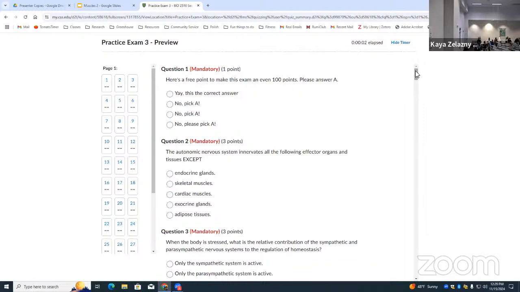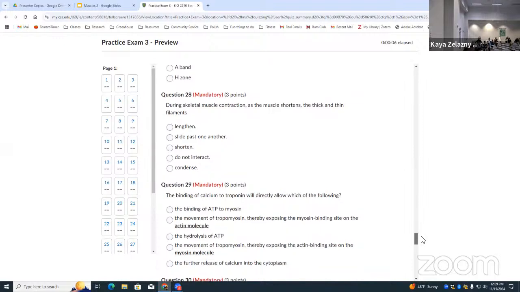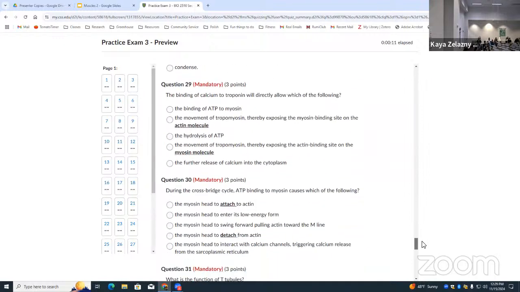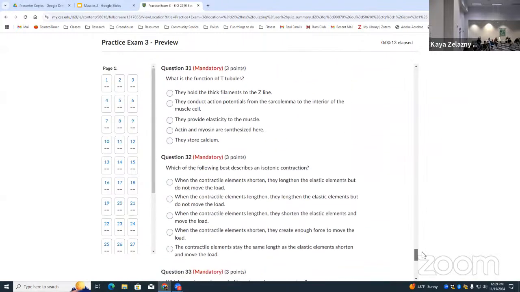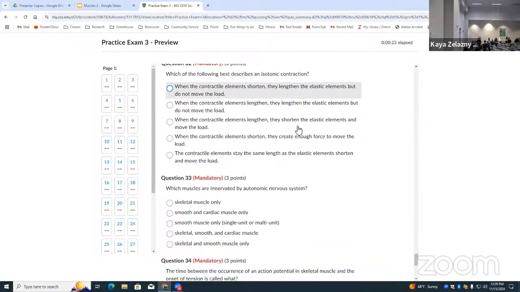Okay. I'm pretty sure I tried to put them at the end for you. Okay. So we're going to kick out this question about the isotonic contractions. We'll do isometric and isotonic contractions next time.